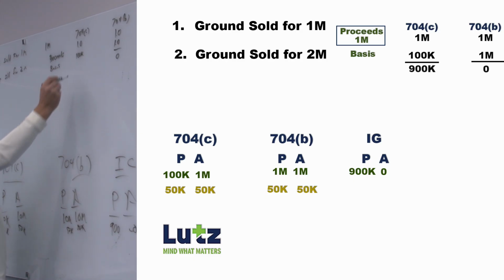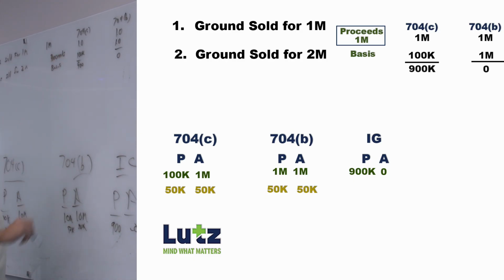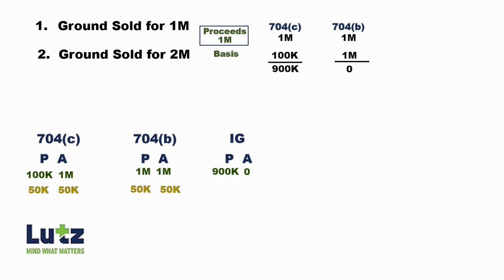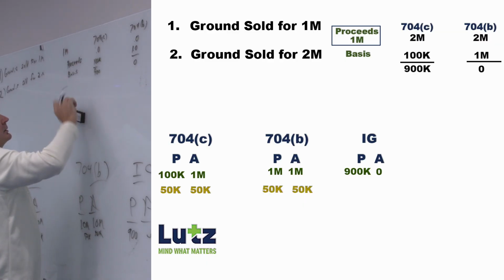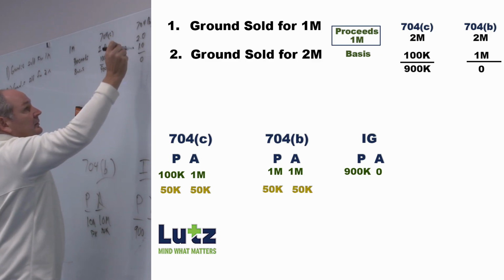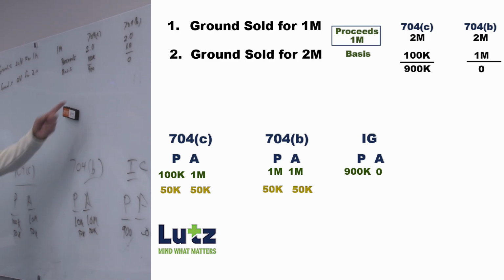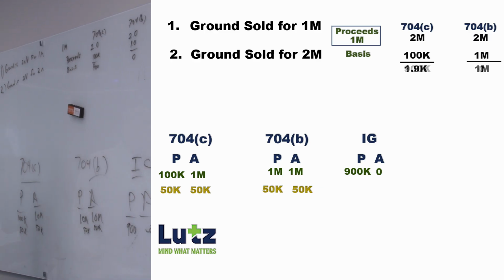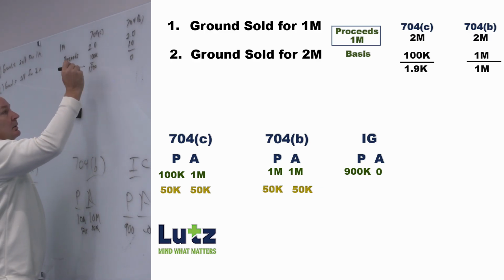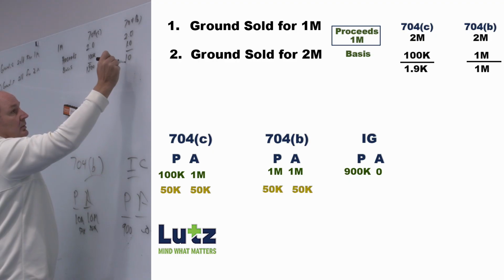Yep. But I have a 900 gain here, correct? Yep. So for 704B purposes, there's no gain or loss that needs to be allocated. But for 704C, I got 900 of inherent gain, and I know who to push that to because it's required allocation. So let's now change that to 2 million. How much gain do I have? 1.9. How much gain do I have? 1 million.